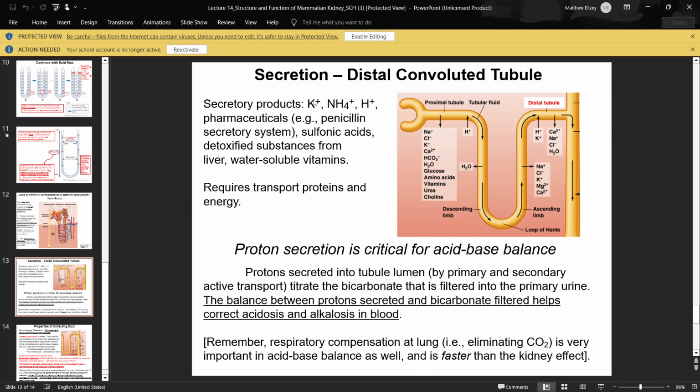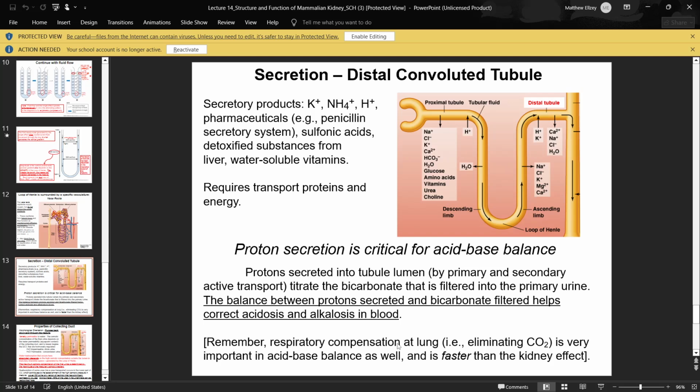Proton secretion, see this H+, is critical for acid-base balance. Protons are secreted into the lumen of the tubule by primary and secondary active transport, and they titrate the bicarbonate that is filtered into the primary urine. So the balance between the protons secreted into the tubule and the bicarbonate filtered helps correct acidosis and alkalosis in the blood. Very applicable to the last thing I was talking about, the acid-base buffering of the blood. This is very important as well. The proton secretion in the lumen of the tubule is going to help titrate the bicarbonate that is filtered.